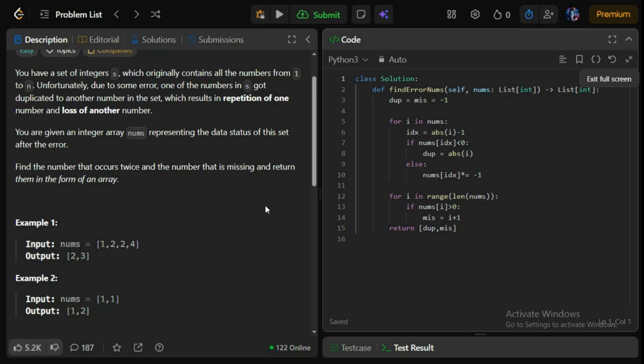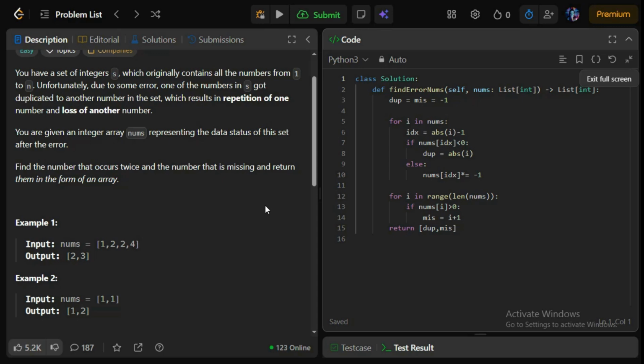In the next run again we are getting 2 and now the index will be again 1. So we are going to see if at nums of 1 we have a negative number or not. And we know at nums of 1 we have minus 2, which is a negative number. So that means our i, which is 2, is a duplicate number. So now we got our duplicate number.